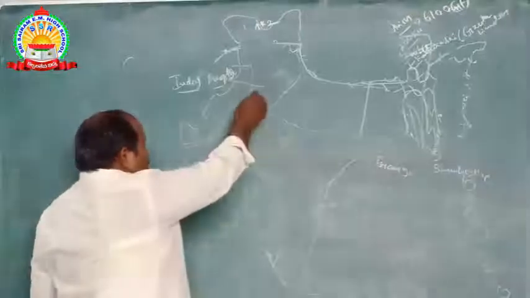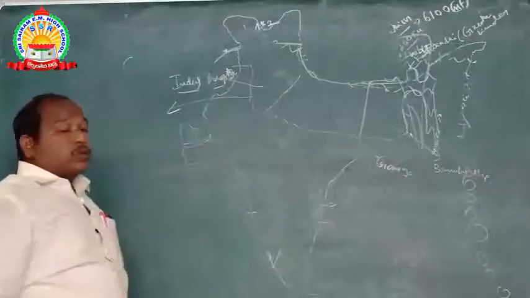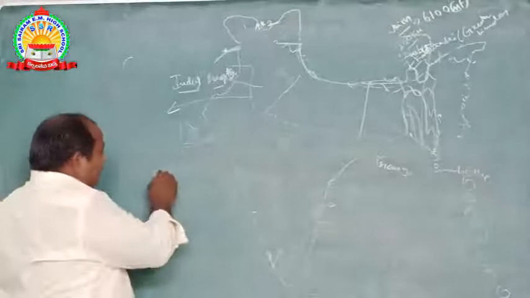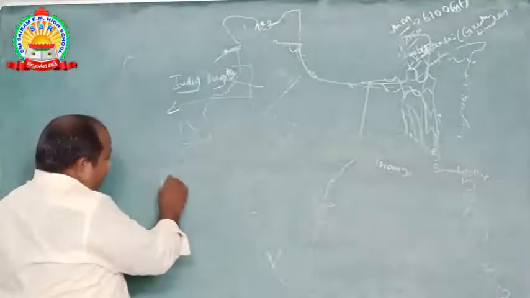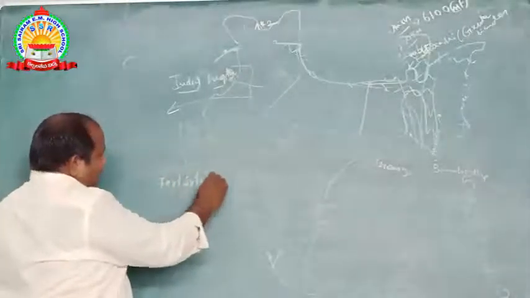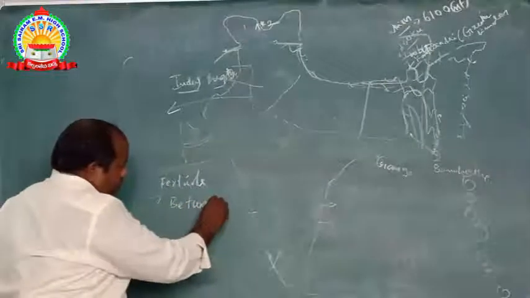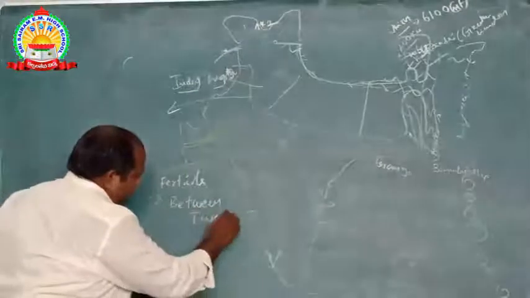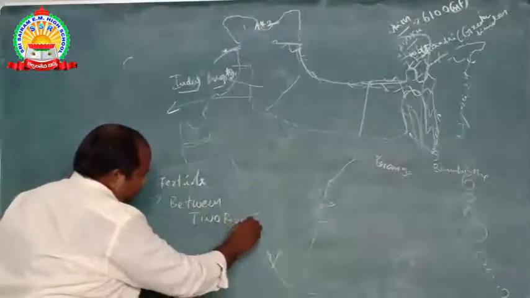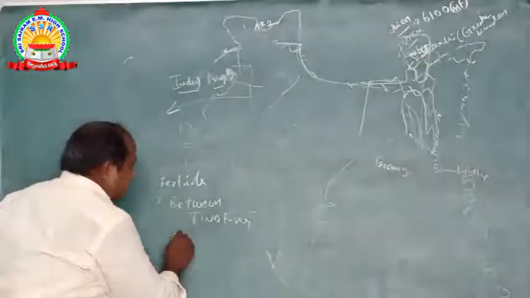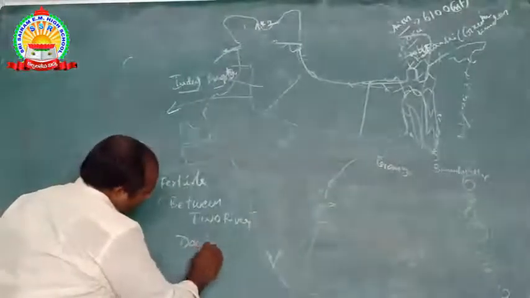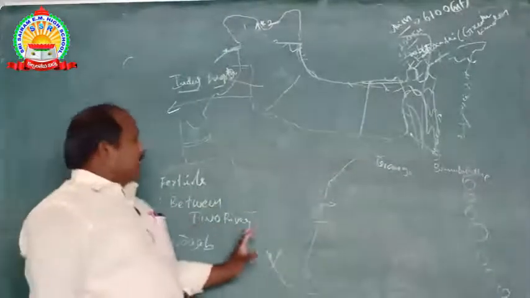There is one land feature between two rivers: fertile land. Between two rivers, this fertile land is known as Doab.